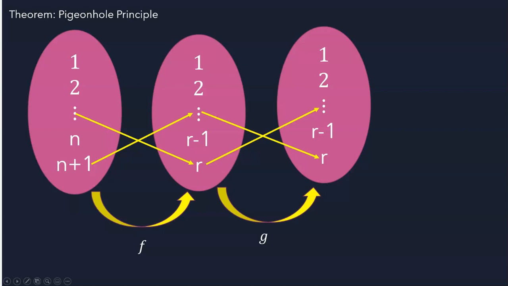n plus 1 went to something in the middle, and whatever that thing in the middle is going to get mapped to r. So if we look at the composition of these 2 functions, I now have something going from 1 through n to 1 through r minus 1, which by our inductive hypothesis can't be 1 to 1, so the entire composition can't be 1 to 1. So the pigeonhole principle holds.